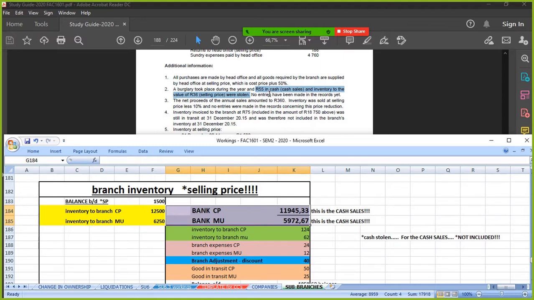Let's just go back to the textbook and see if there's a cash sale example. Does the textbook take out the cash sale, or do they include it? Let's get a textbook example, not a UNISA example. Let's just try clarify this. Okay, I want an example where they've taken cash. Okay, they've stolen cash. I'm looking for stolen cash. Let's find an example here.